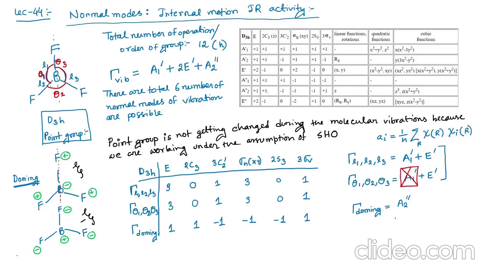Okay, so as you can see, your theta 1, theta 2, theta 3, these bending motions are actually part of this E dash, whereas your bond lengths, along symmetric stretching or asymmetric stretching, are actually going to form A1 dash plus E dash, and your doming motion is A2 dash. That's how you see the individual motions.